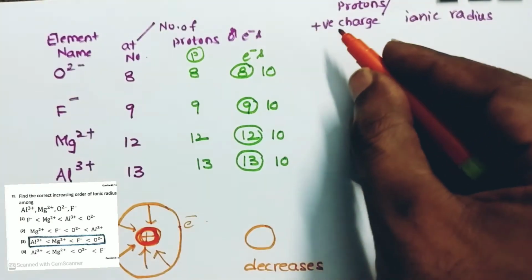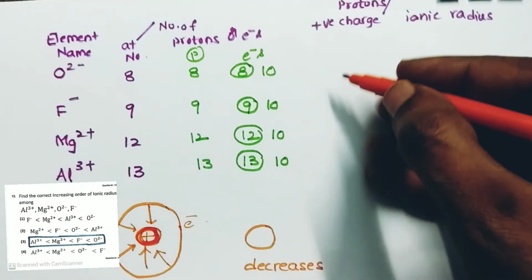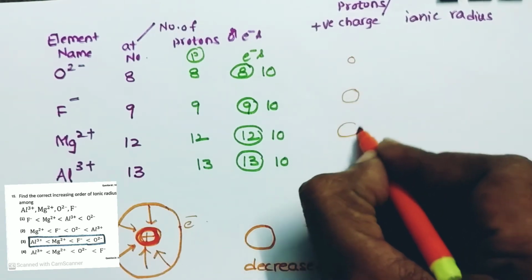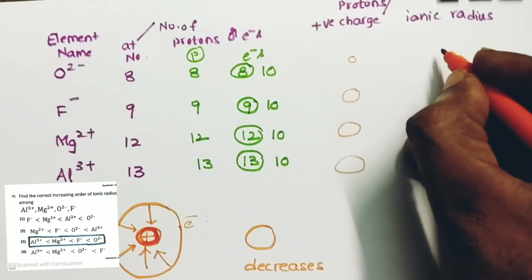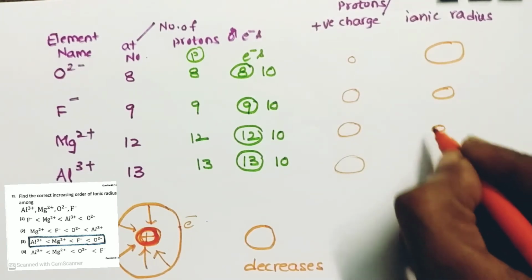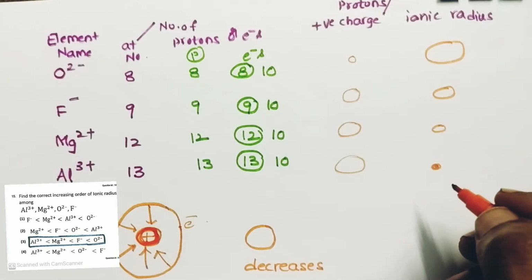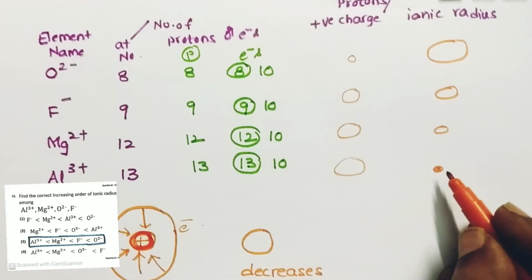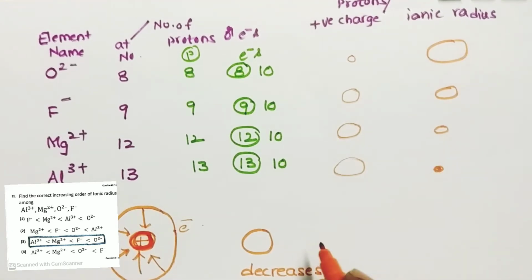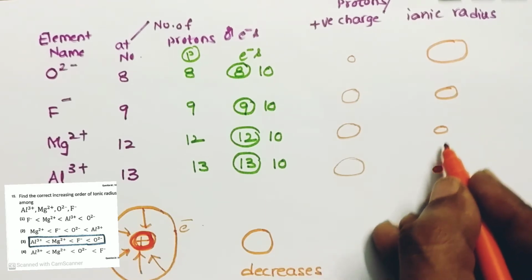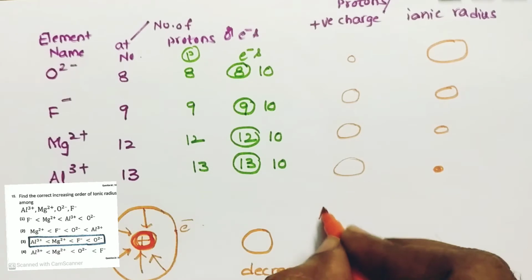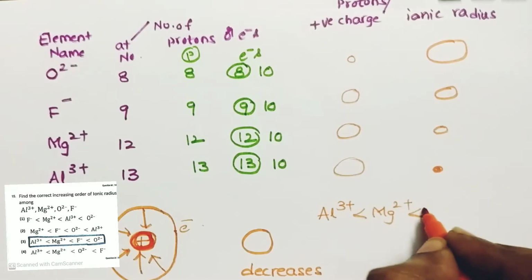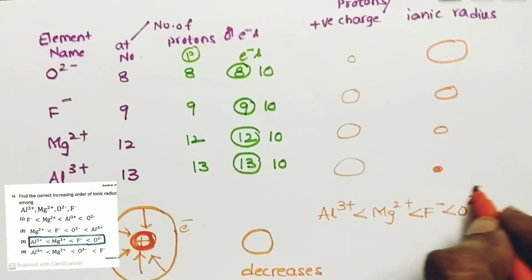So for this reason, if the positive charge is increased, then ionic radius decreases. So in our problem, it is asked as correct increasing order of ionic radius. So this is the correct increasing order of ionic radius. So that's why, increasing order of ionic radius is Al3 plus is less than Mg2 plus is less than F minus is less than O2 minus. This is the required answer.